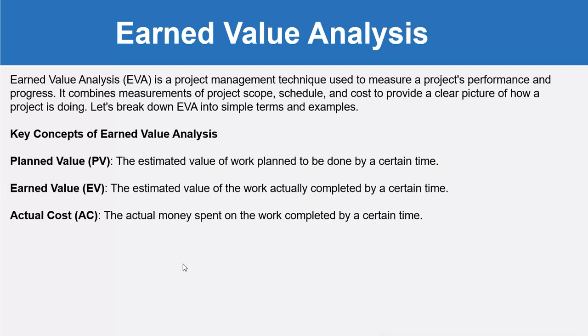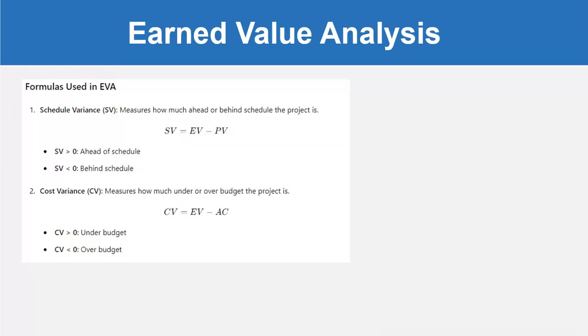The key concepts of earned value analysis are planned value (PV), which is basically the estimated value of work planned to be done by a certain time. Earned value (EV), the estimated value of the work actually completed by a certain time. Actual cost (AC), the actual money spent on the work completed by a certain time. Now let's talk about the formulas used in EVA.